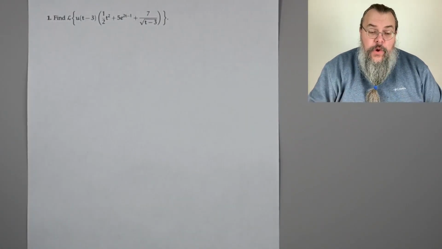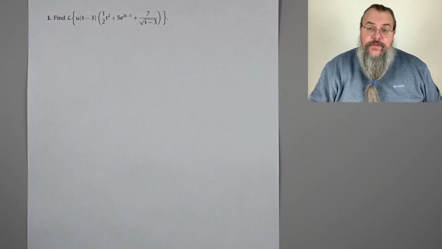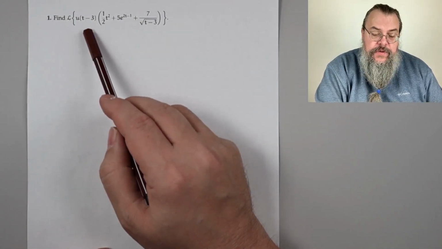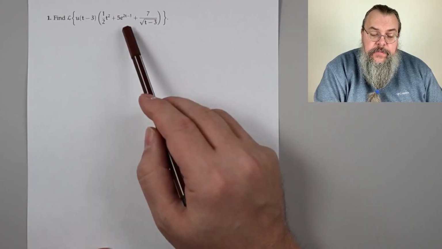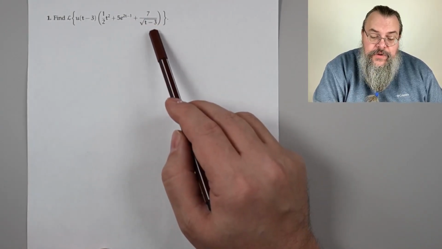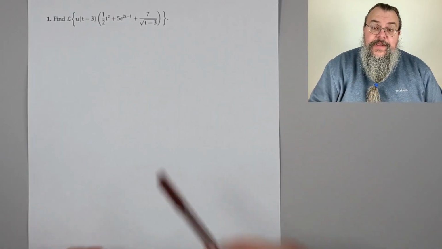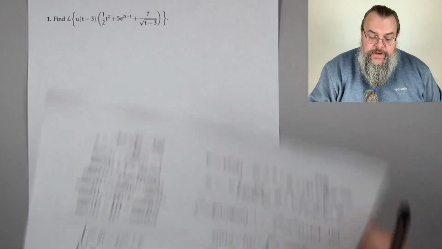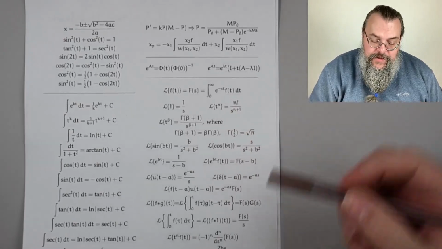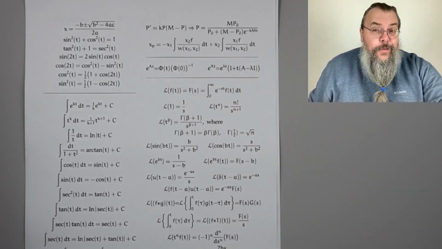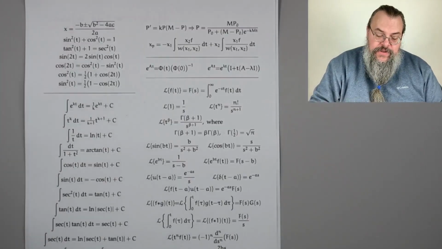Number 1, we're asked to find a Laplace transform, namely u of t minus 3, so this means that there's been a shift, times 1/2 t squared plus 5 e to the power of 2t minus 1 plus 7 root t minus 3. Now, of course, as we're taking the test, we have some formulas handy. In fact, we have a whole sheet full of formulas. And looking at our formula sheet for number 1, one in particular jumps out.